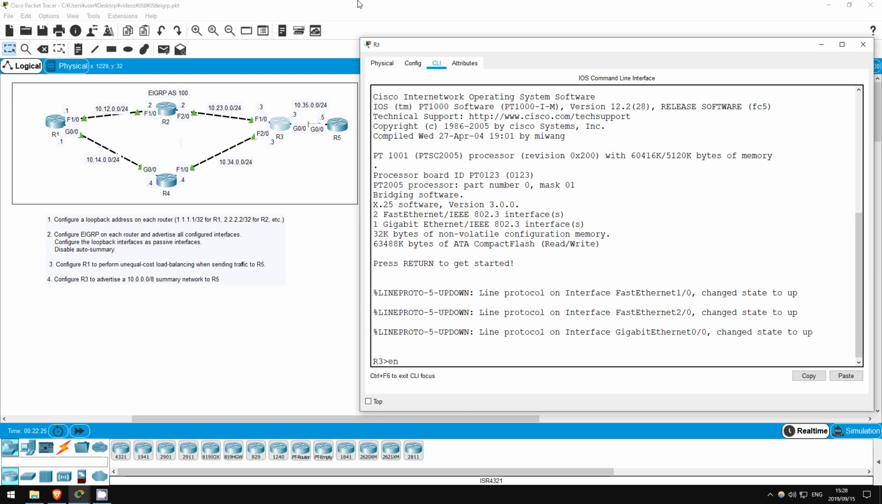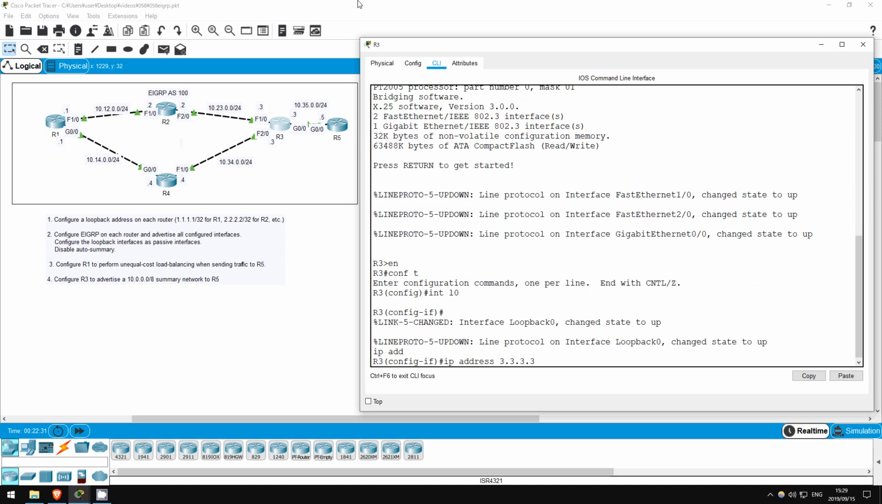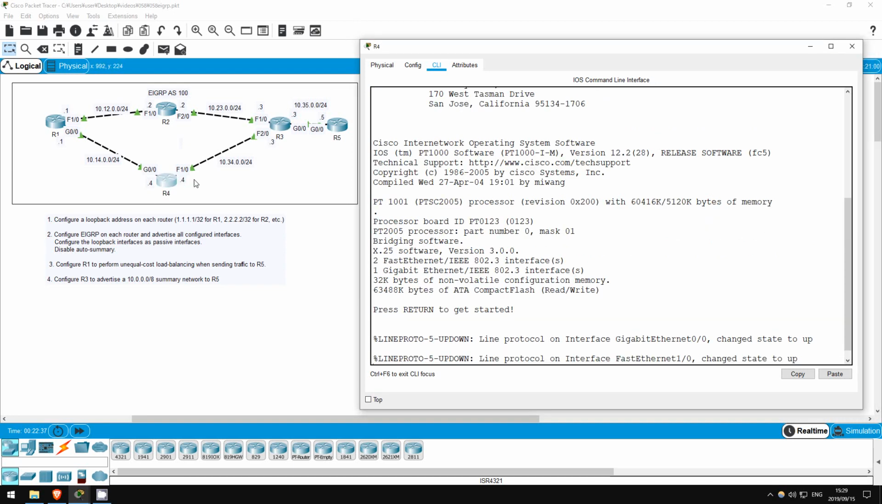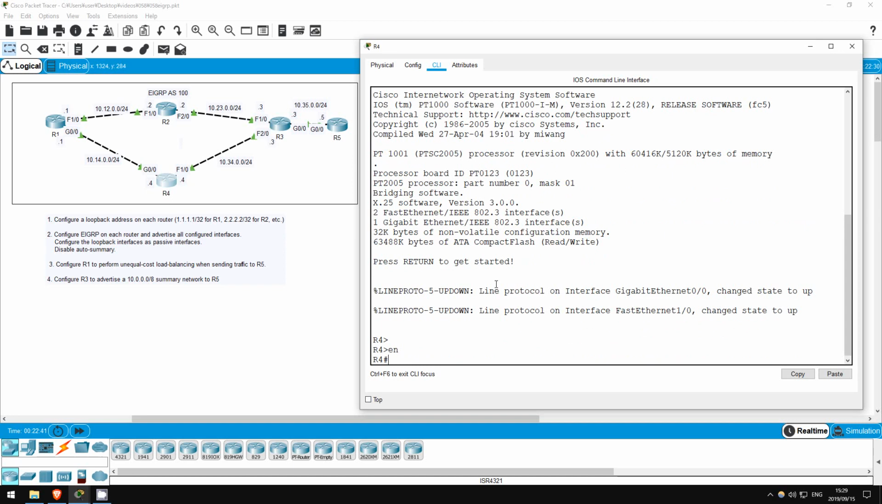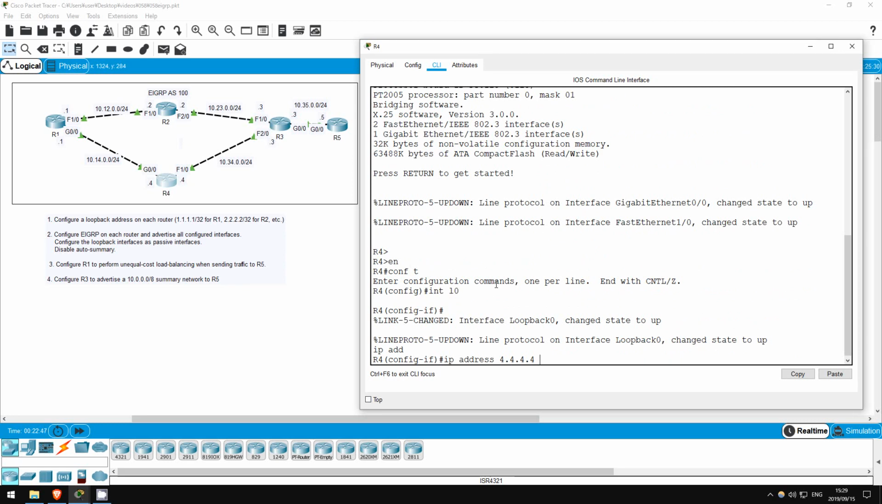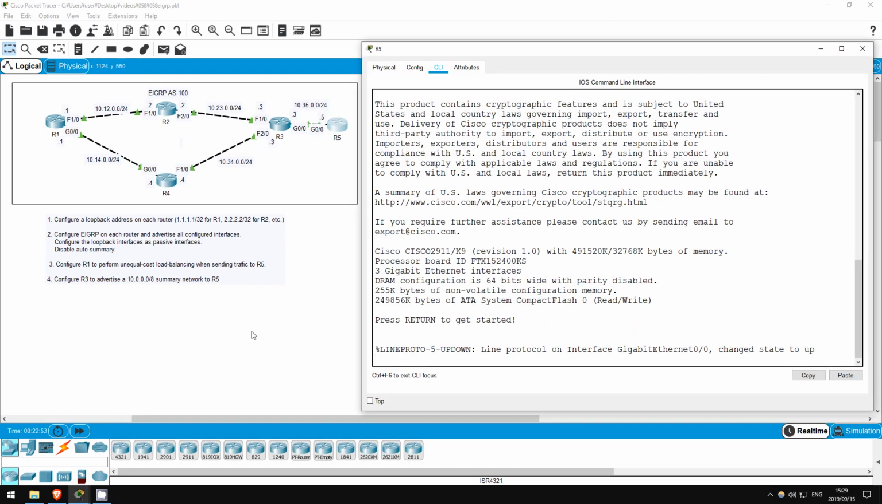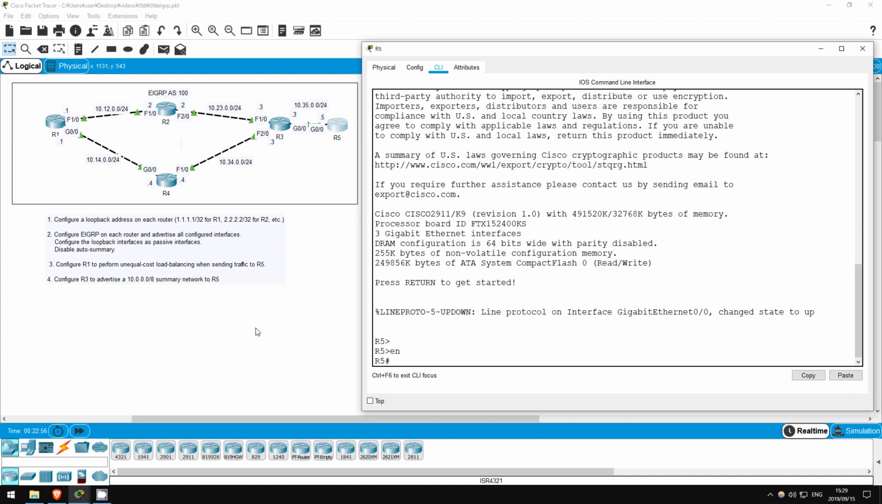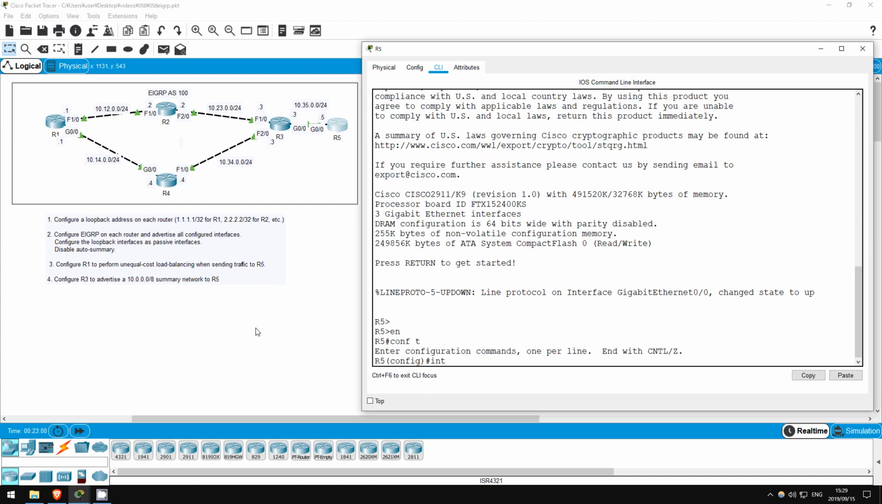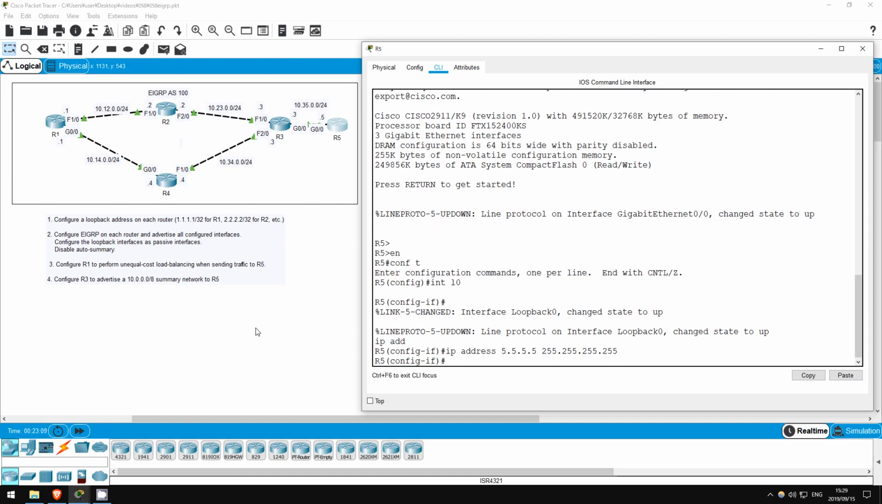Okay, next R3. Enable, conft, interface L0, IP address 3.3.3.3, 255.255.255.255. Next is R4. Enable, conft, interface L0, IP address 4.4.4.4, 255.255.255.255. Okay, finally, let's go on R5. Enable, conft, interface L0, IP address 5.5.5.5, 255.255.255.255. Okay, that's all for step one.